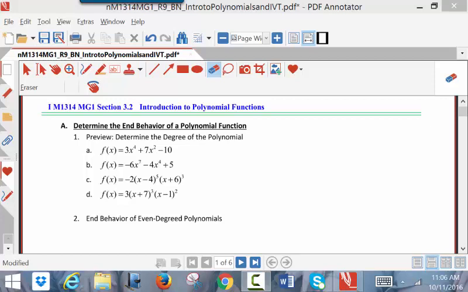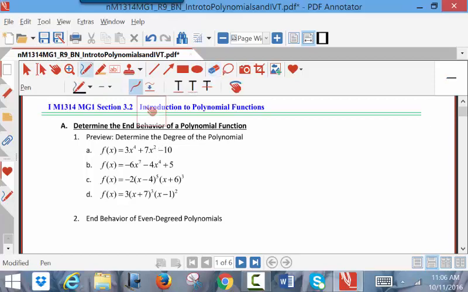Okay, so college algebra, we're talking about introductions to polynomial functions. These are what we call the higher degreed equations. So we're going to start off by just talking about what the degree of a polynomial is. So the preview is determine the degree of the polynomial. So when you talk about the degree of the polynomial, you look at the x variable and the biggest exponent.